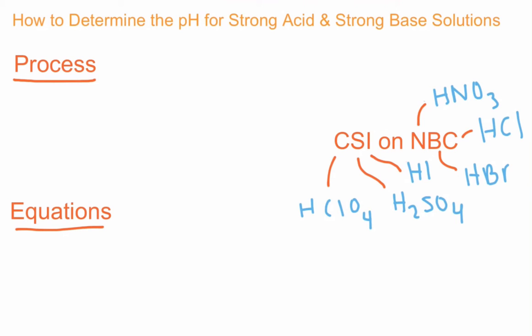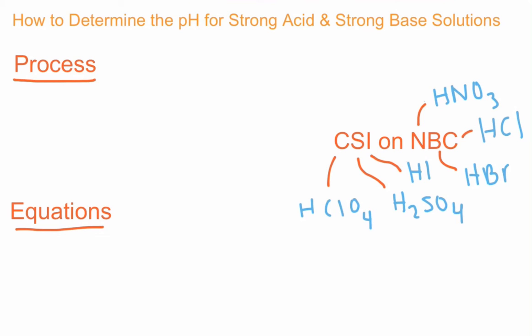These are going to be pretty common in your upper chem classes, so it's important that we know how to do these problems and understand the chemistry going on behind the scenes. So I will teach you my process, the equations that are associated with my process, and first, it's really important that we can identify strong acids when we see them, as well as strong bases.